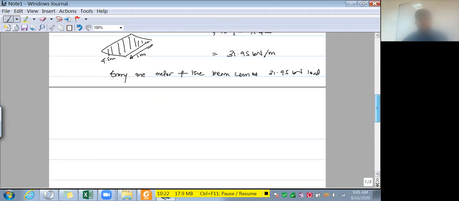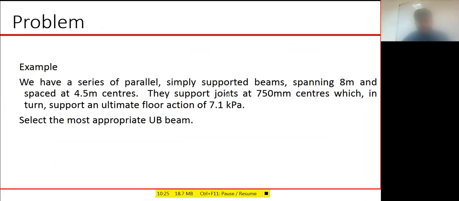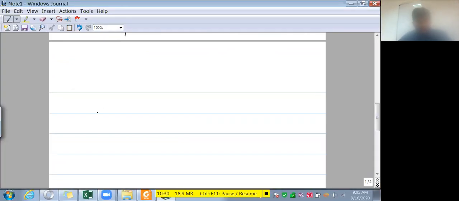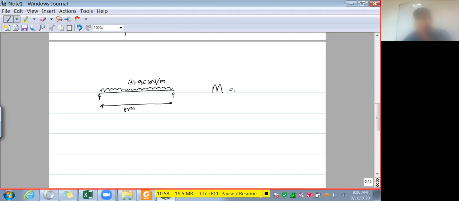So the beam is now spanning 8 meters, right? According to the question, the beam is spanning 8 meters with a load of 31.95 kilonewton per meter. So now the moment from this load is WL squared by 8.